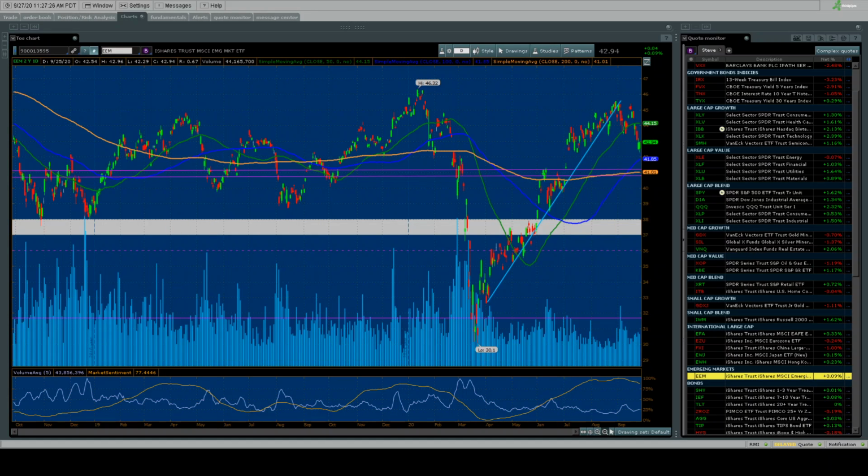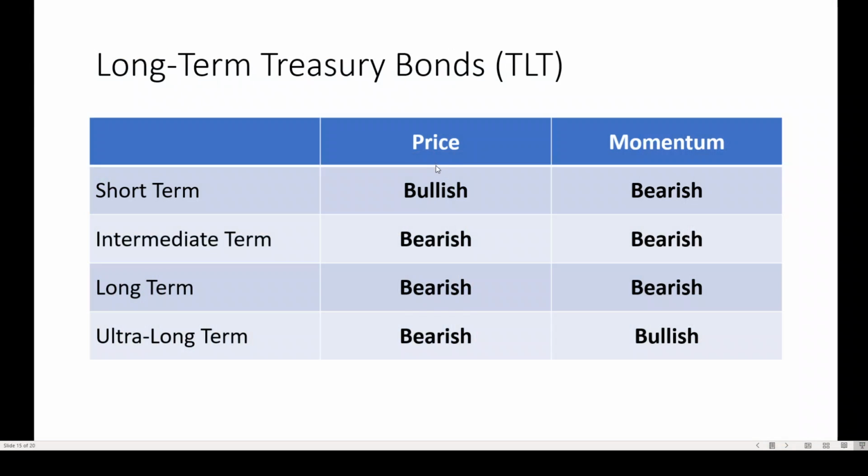All right, on to long-term Treasury bonds, which you do cover every week or almost every show. So we'll look at the picture here. Price is bullish, momentum still bearish on the short term. You're starting to see a potential flip here. Intermediate term is still bearish, long term is bearish, and ultra long term is ever so slightly bullish on momentum. So what we're starting to see is a potential switch now on bond prices. What we'd want to see over the weeks to come is a short-term flip, momentum being bullish, and then that move into the intermediate term.